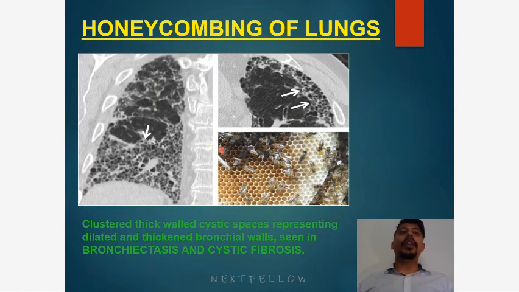Honeycombing of the lung, that is clustered thick walled cystic spaces representing dilated and thickened bronchial walls. It is seen in bronchiectasis, cystic fibrosis, also in usual interstitial pneumonia, in interstitial lung disease. So these are the cystic spaces with bronchial wall thickening, clustered together, giving the appearance of honeycombing.